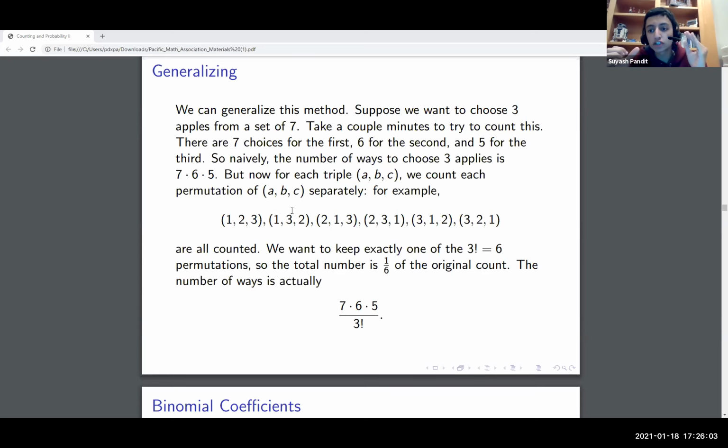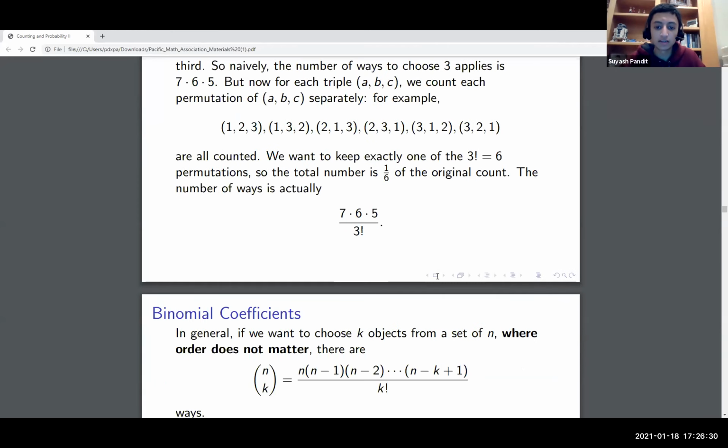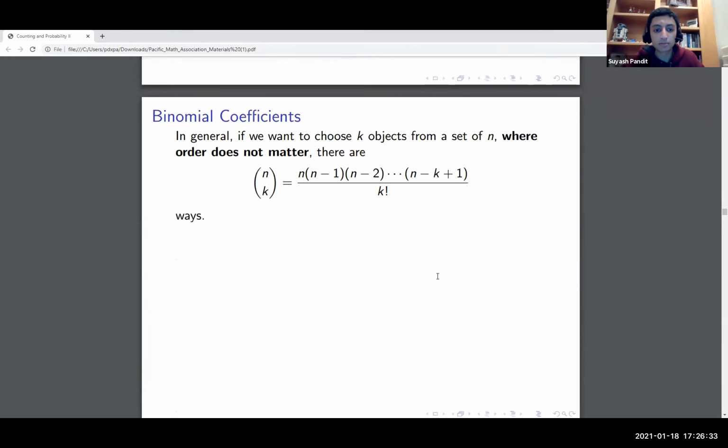Well, each possible set of people that you could choose is counted 3 times... or rather, 3 factorial times. So let's say you chose persons 1, 2, and 3. That is one of those combinations, but there's also 1, 3, 2; 2, 1, 3; 2, 3, 1; 3, 1, 2; and 3, 2, 1. So that's why you divide by 6. There are 3 factorial ways to rearrange it. So in general, it was 7 times 6 times 5 over 3 factorial, and it turns out this generalizes into a binomial coefficient.